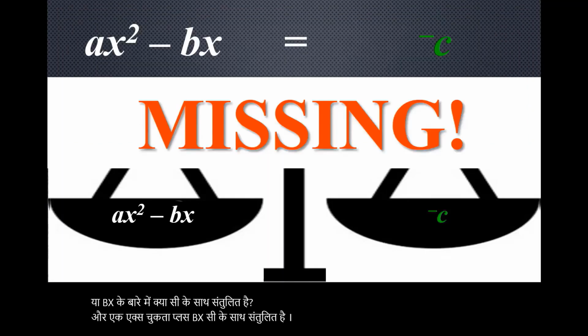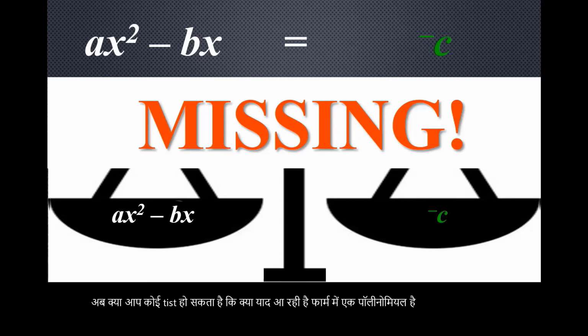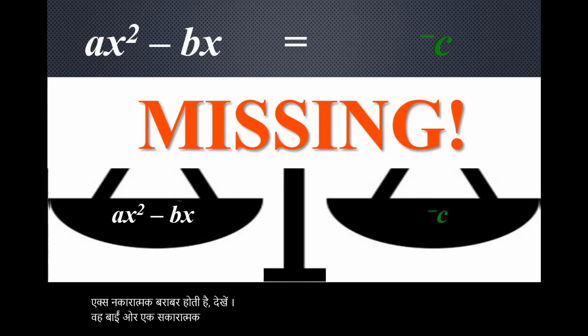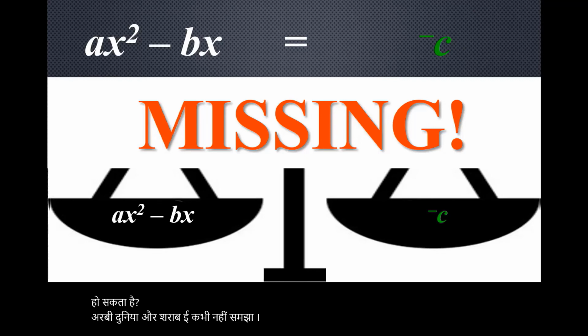Now, what you might have noticed is that what's missing is a polynomial in the form ax squared minus bx equals negative c. How could you have a positive term on the left of that balance pan equal to a negative term on the right-hand side? The Arabic world and Al-Khwarizmi never understood Bharat's algebra, which encompassed both zero and negatives.